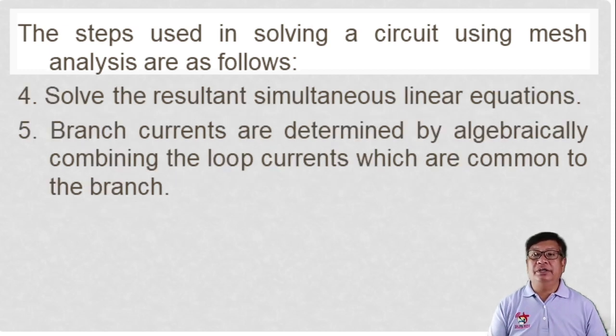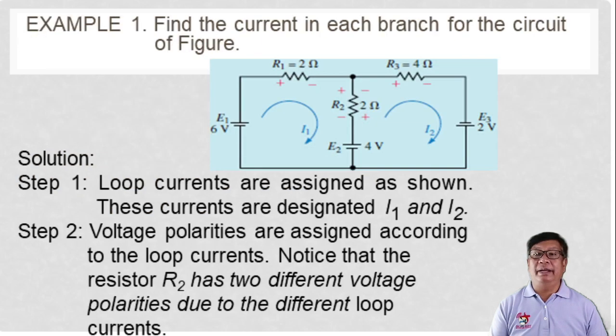Number four, solve the resultant simultaneous linear equations. So apply now your algebra, determinants, or your matrix. Use any other solutions for the linear algebraic equation. Number five, the branch currents are determined by algebraically combining the loop currents which are common to the branch. Okay, so combine all the loop currents which are common to each branch.